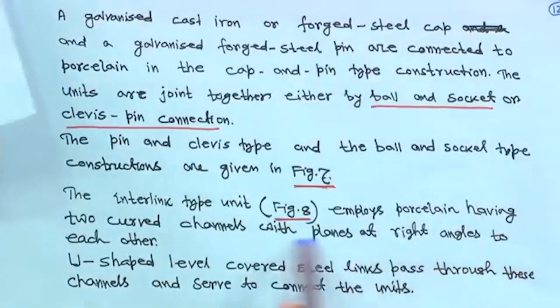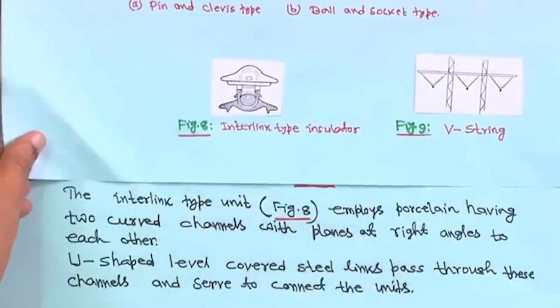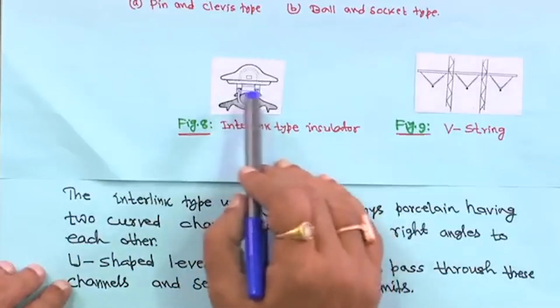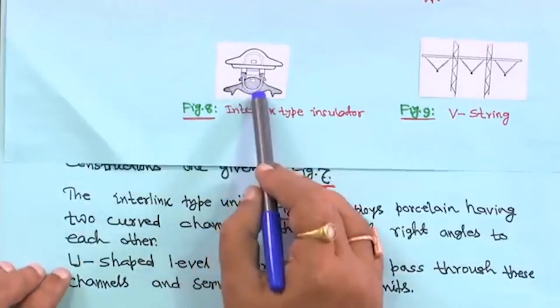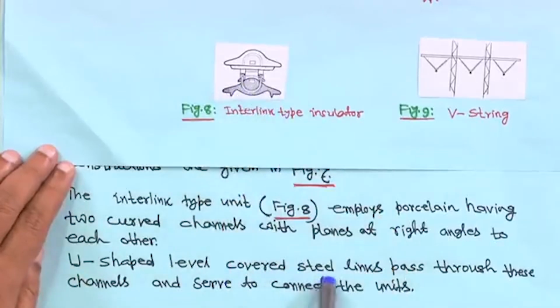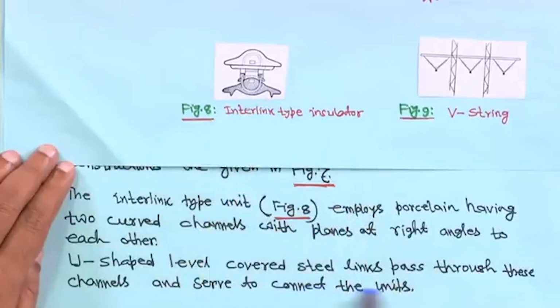And the second thing is the interlink type unit, that is this figure. This is actually the interlink type insulator. Have a look at this interlink type. It employs porcelain having 2 curved channels with planes at right angles to each other. There is a U shape here. U-shaped steel links pass through these channels and serve to connect the units.